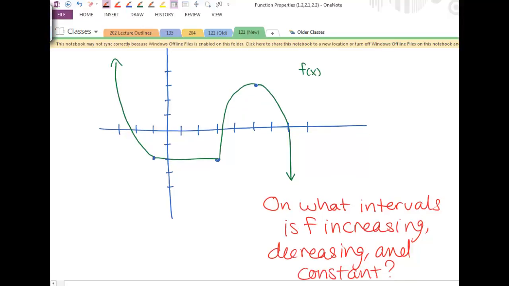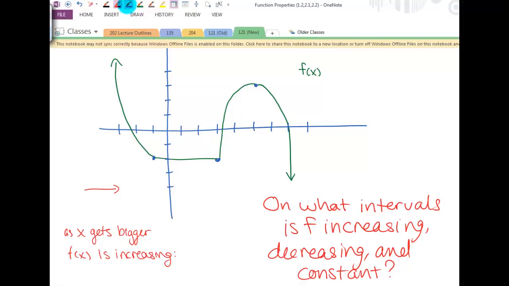And there's lots of examples of applied functions where we want to analyze this property. And the key here is that when we talk about intervals of increase and decrease, we have to specify a direction. So when we say a function is increasing, we mean that as you move from left to right, or as the x values get bigger, the function is going up. So here, as x gets bigger, f of x is increasing on the following intervals.